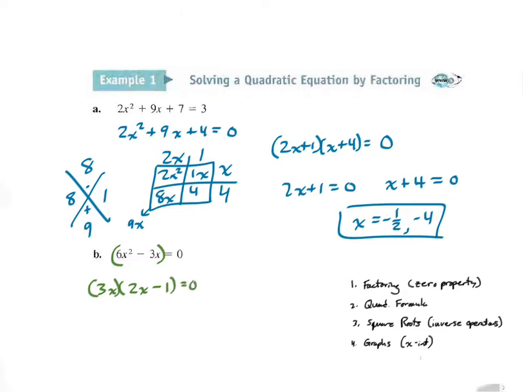Both of these are factors. We have a 3x and a 2x plus 1. I take each of those and set them equal to 0, says the zero product property. I get x equals 0 and 1/2. So those are my answers to these quadratic functions. And to solve this one, I used factoring.